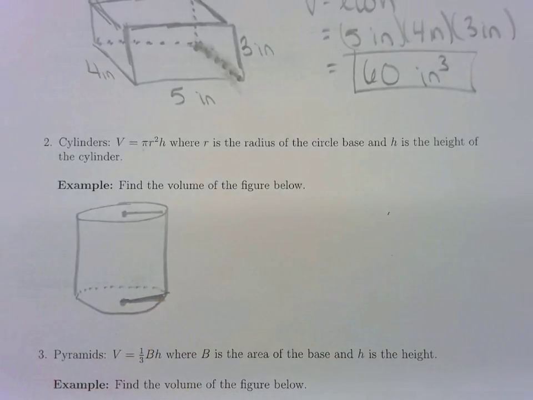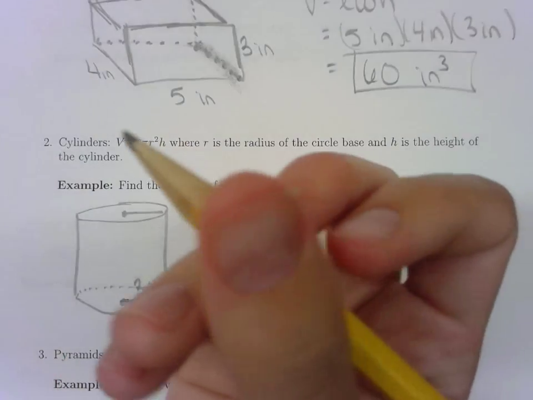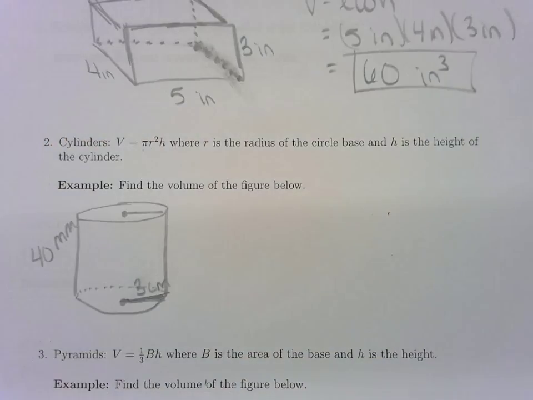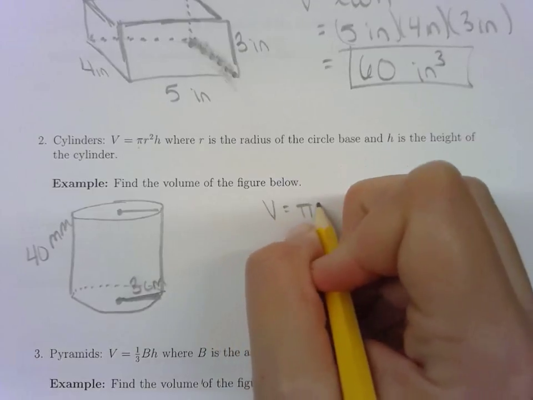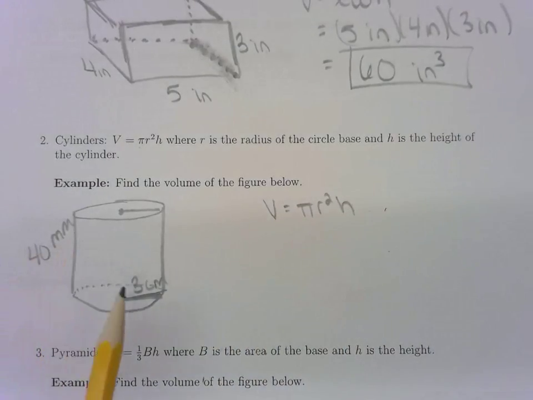Okay, so we want to find the volume of the figure below. So let's say the radius is 3 centimeters, and the height is, let's do 40 millimeters. Okay, so we're trying to find the volume, which is pi r squared h. Okay, first off, we have a problem. We have millimeters and centimeters. Okay, so let's go ahead and change one of them.